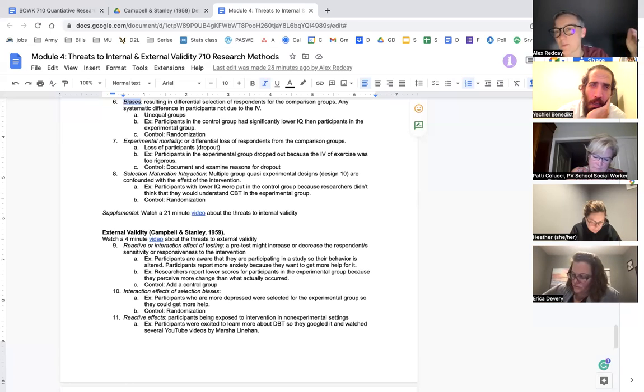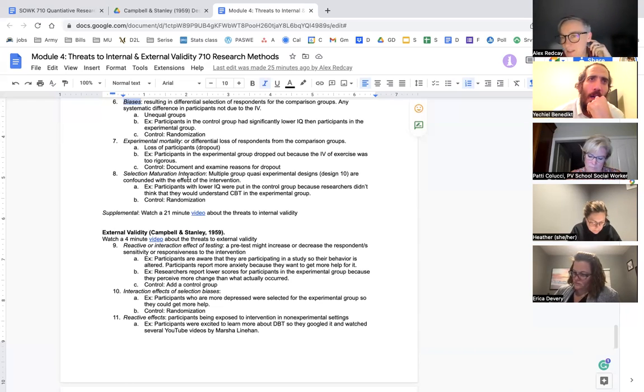People drop out of the experiment because they're frustrated for some reason. And then that creates unbalanced groups. It creates unbalanced comparison groups. Then you can't really compare those groups anymore because now they're different.